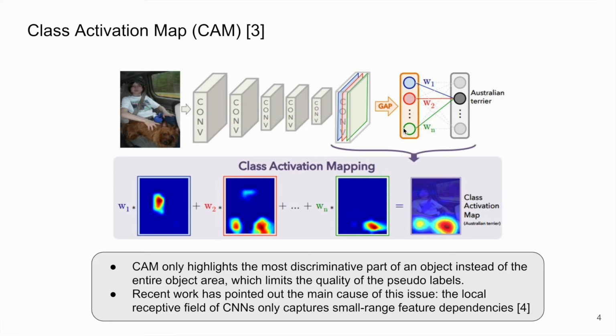However, a well-known problem of the CAM is that it only highlights the most discriminative part of an object, instead of the entire object area. This limits the quality of the pseudo ground truth labels. Recent work has pointed out the main cause of this issue is that the local receptive field of the convolutional neural network only captures small range feature dependencies.